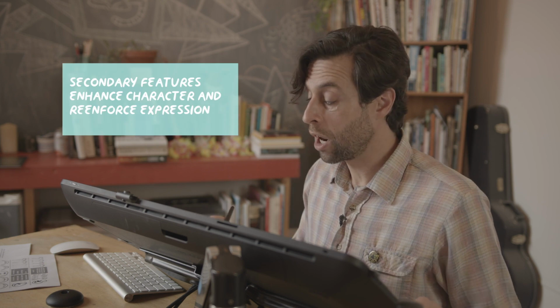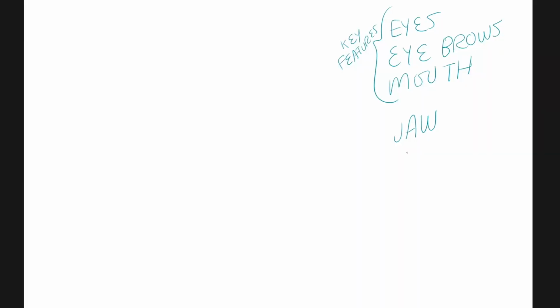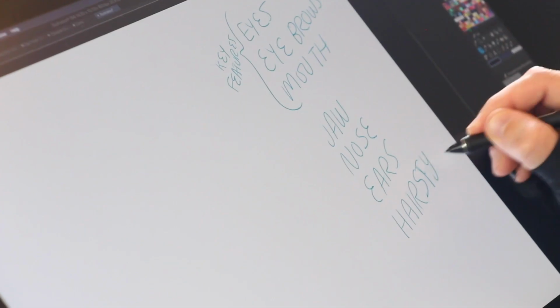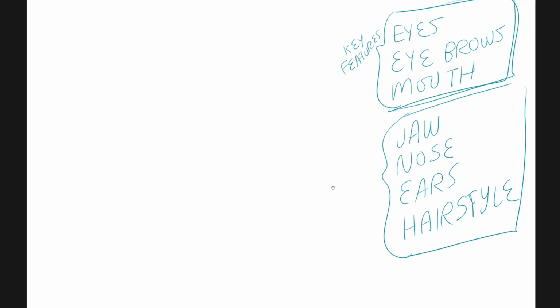Your secondary features are the things that enhance character and also reinforce expression. You've got the jaw, you've got the nose, and the ears. And on top of that, literally on top of the head, you have the hairstyle. Once you have a clear understanding of these, you can work on these. So that's what we're going to do now: the placement of the secondary features.